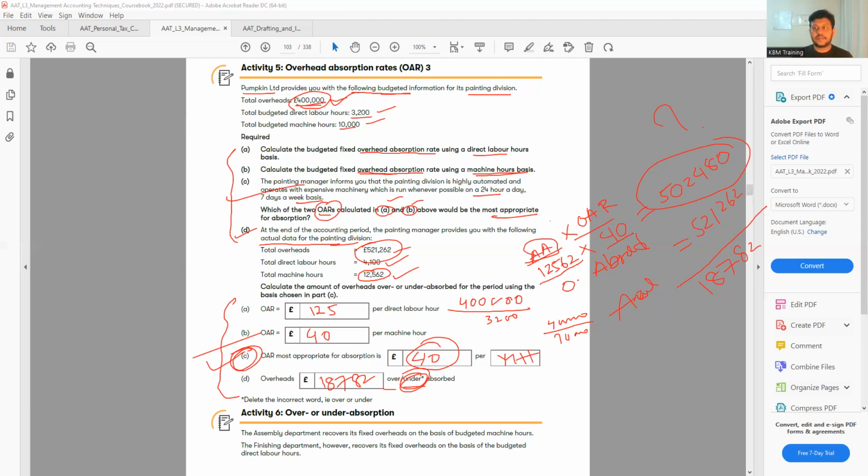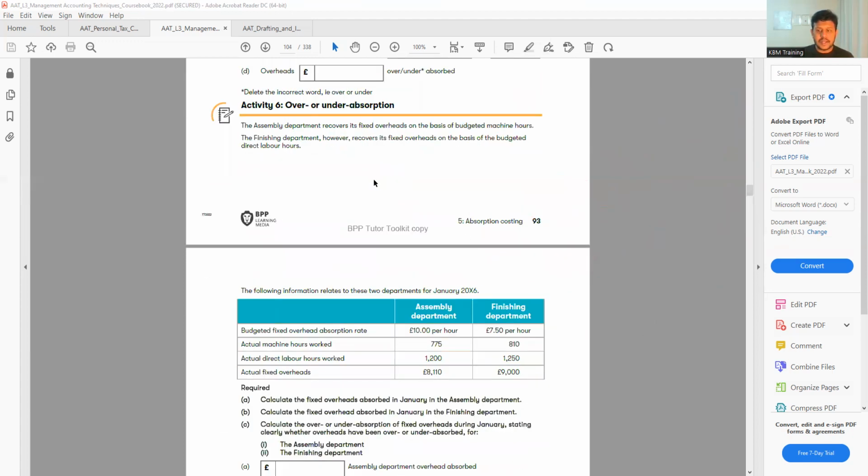All right, very well done. The next question we have is the same thing, under and over absorb. So I leave this one for your homework, activity 6. If you cannot do it yourself, ask me next week, we can discuss together. But it's the same under and over absorb. So I hope you'll be able to do it. So activity 6 will be your homework. Okay, let's move on to the next one.